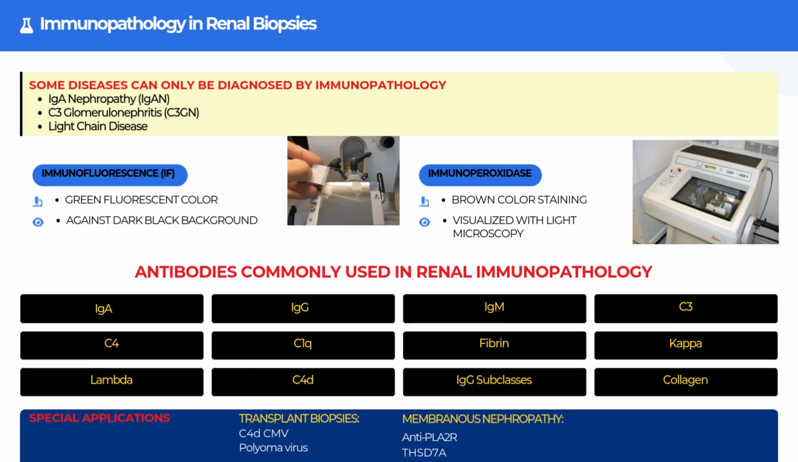Moving to immunostaining, which is essential for diagnosis in certain diseases such as IgA nephropathy, C3 glomerulopathy, and light chain deposition disease. There are two main types: immunofluorescence, which stains green fluorescence color against a dark background, and immunoperoxidase, which produces brown staining. Different antibodies are used depending on the diagnostic needs, including IgA, IgG, IgM, C3, C4, C1q, kappa, lambda, and IgA subclasses, and specific antibodies such as C4d in renal transplantation, anti-PLA2R in membranous nephropathy, and CMV or polyomavirus markers in post-transplant viral infections.